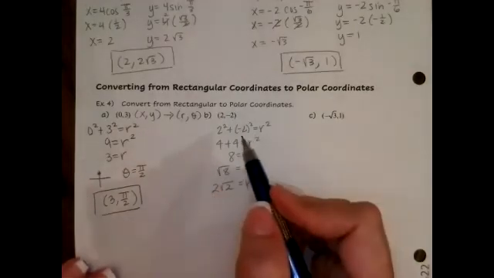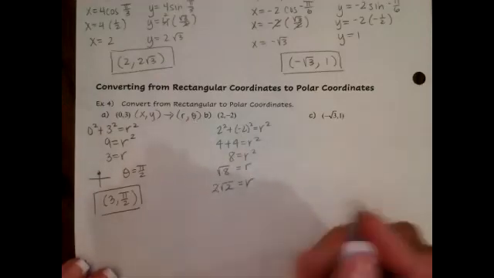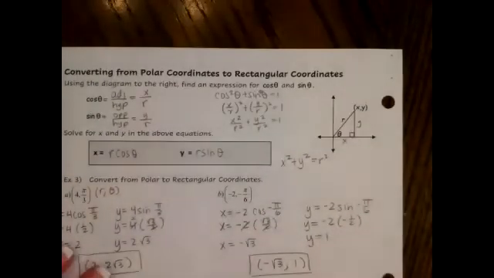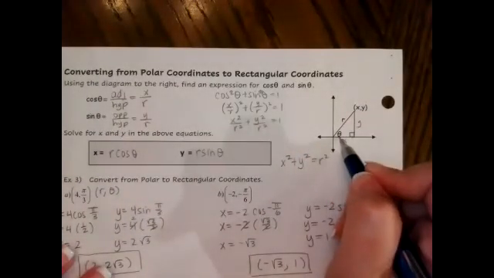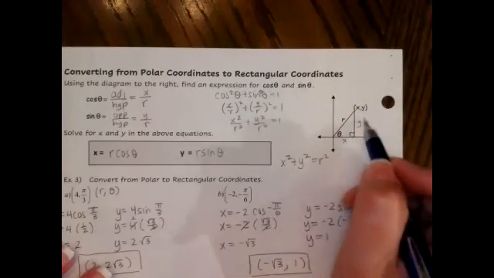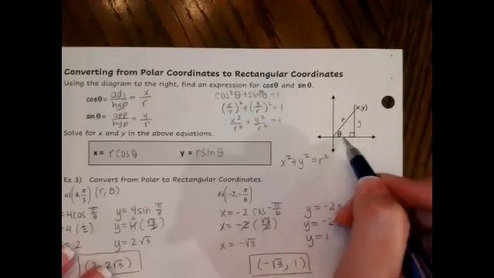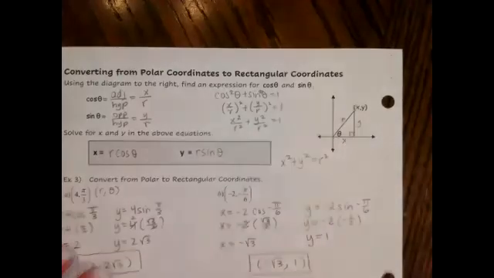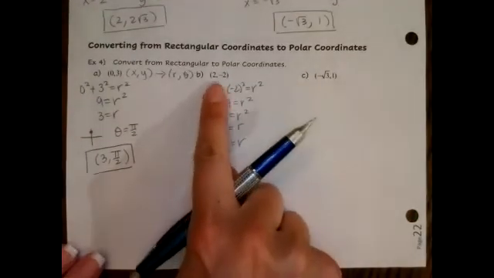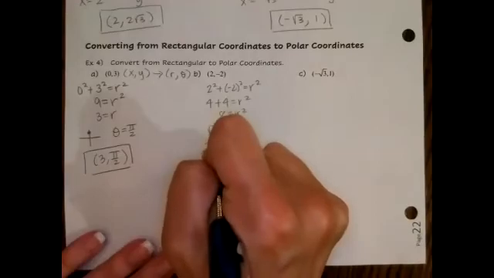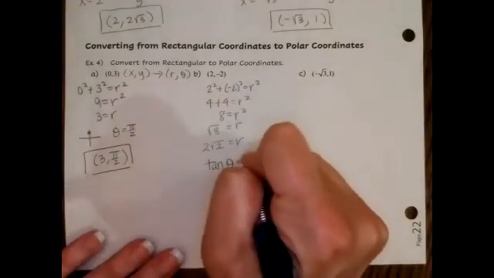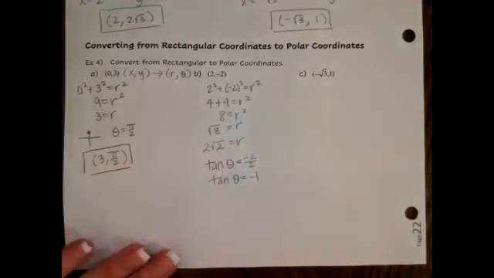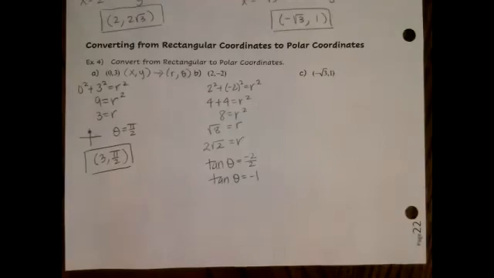Now, to find that angle, let's go back to our diagram here. To find this angle, we would use our tangent, which is opposite over adjacent. So it is y over x. So the tangent of theta would be y over x, which we have because these are our x and y values. So for the tangent of theta, we would get -2 over 2. So we're looking for the tangent of theta that's equal to -1.